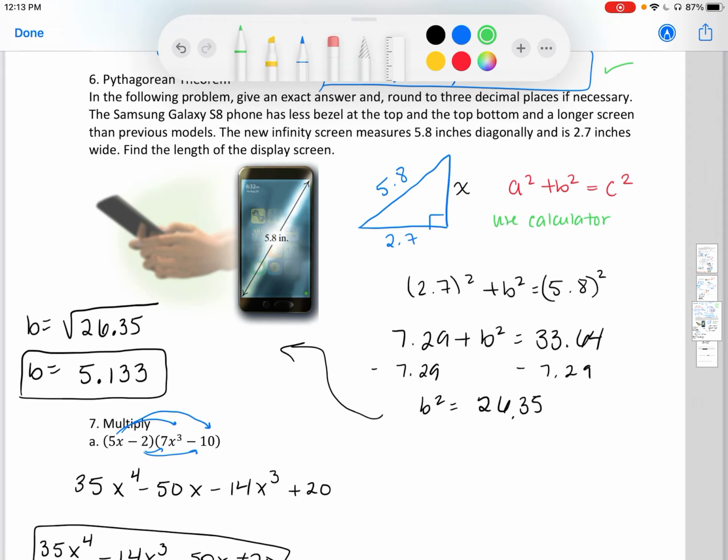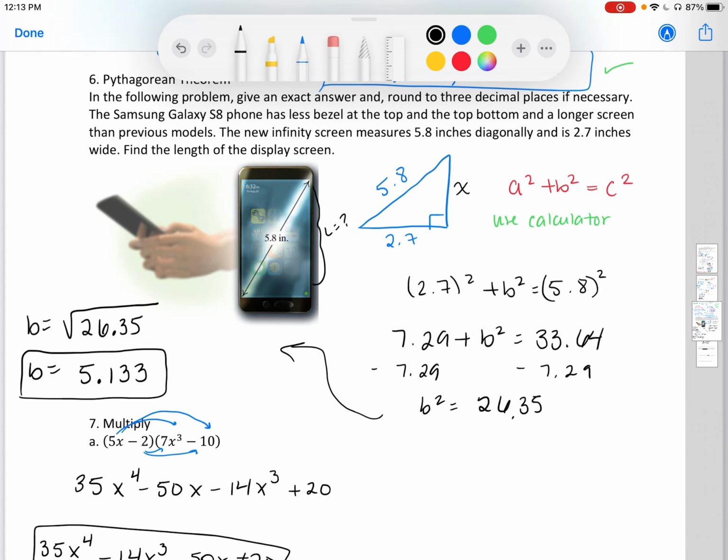The Samsung Galaxy S8 phone has less bezel at the top and bottom and a longer screen than previous models. The new Infinity screen measures 5.8 inches diagonally and is 2.7 inches wide. Find the length of the display screen. So we want to find the length. That is what we want to know.